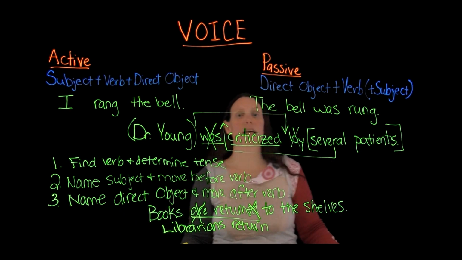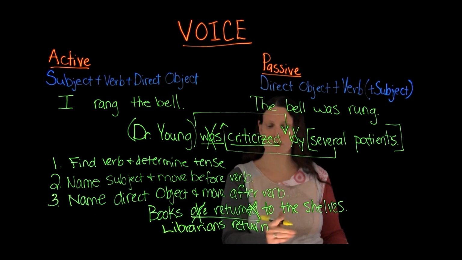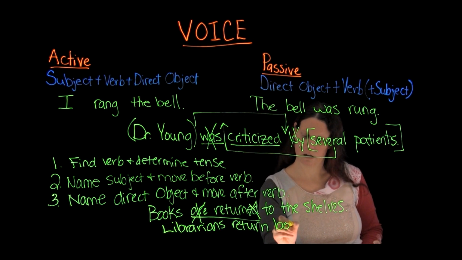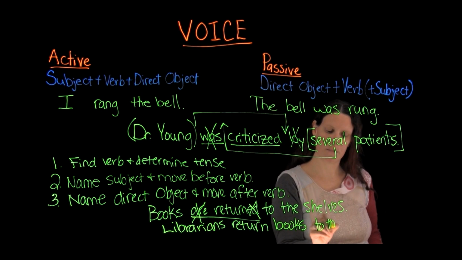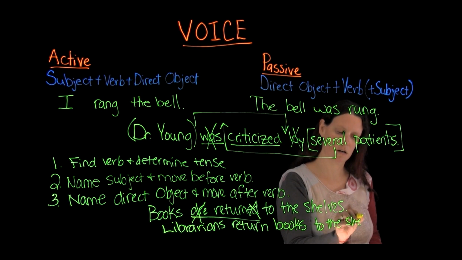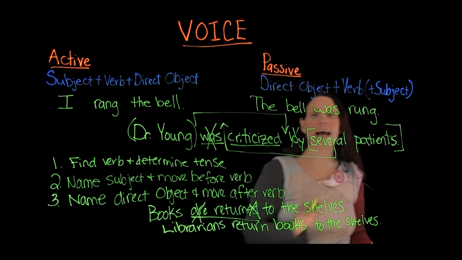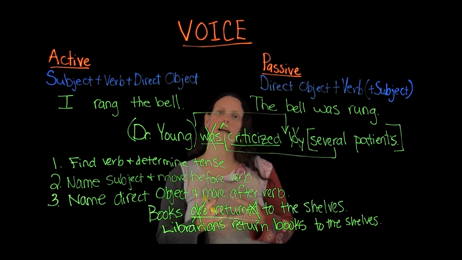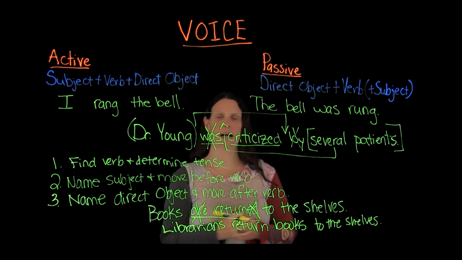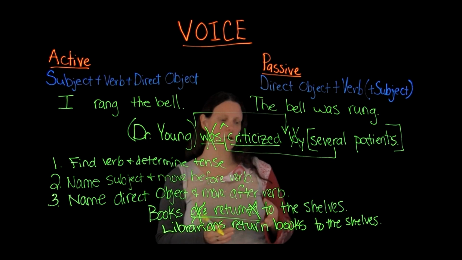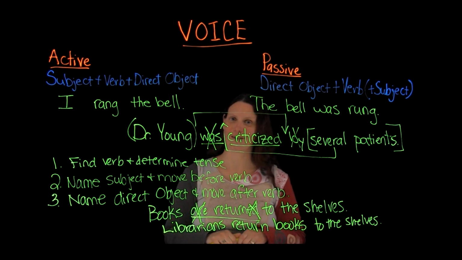Then I need to name that direct object, put it after my verb, and then of course I'm going to keep my prepositional phrase here. And now I've put the sentence in active voice. Subject plus verb plus direct object. Librarians return books to the shelves.